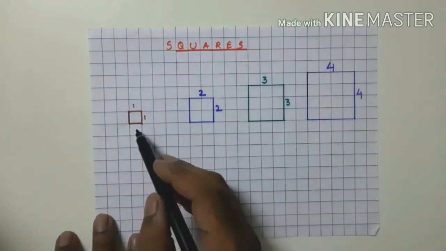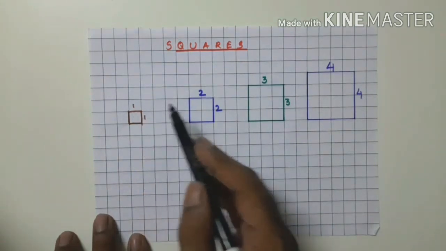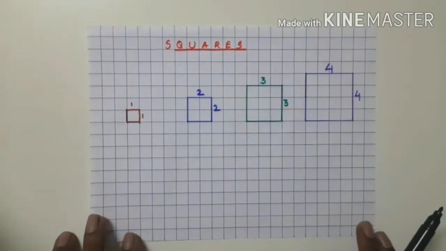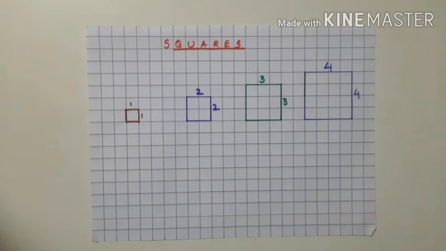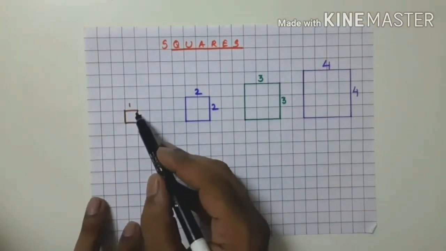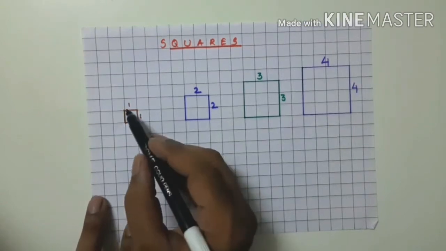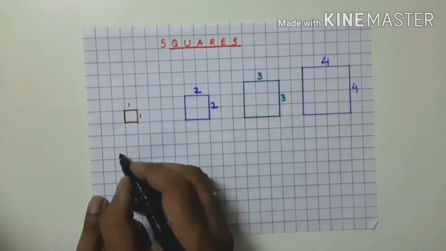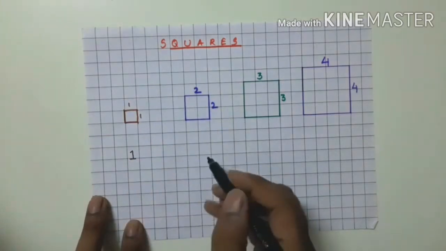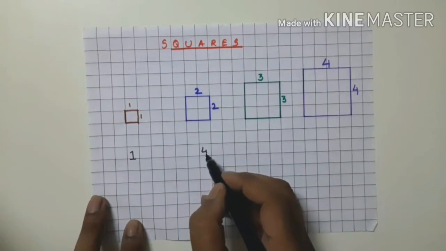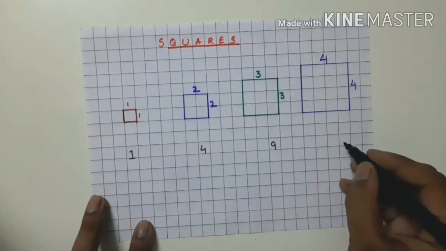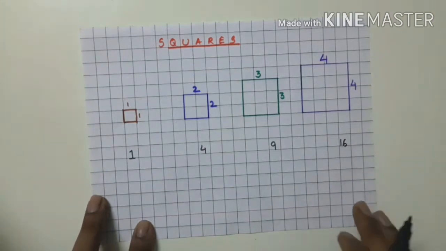So here we have taken a square whose each side is 1 unit, another one 2 units, 3 units and 4 units. Now as we already know how to find the area of a square, the area of a square is nothing but side into side. So the area of this square will be 1 into 1, that is 1, and the area of this square 2 into 2, it will be 4, 3 into 3 it will be 9, 4 into 4 it will be 16.